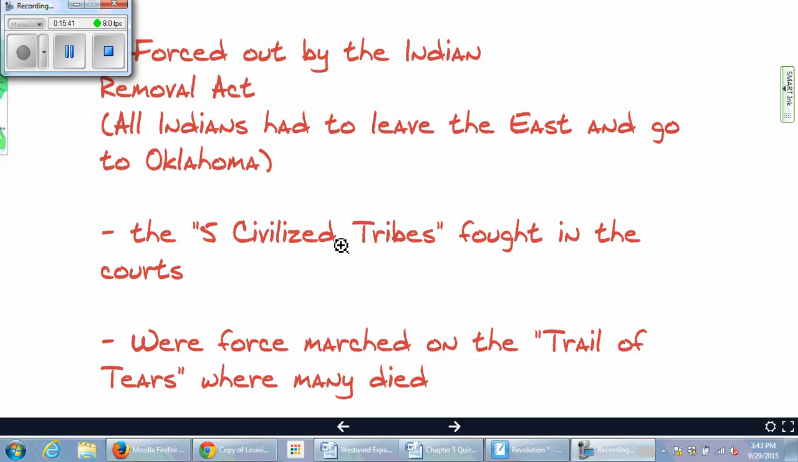He was known as an Indian fighter. That's one of the things he did in the military, and he was not interested in having Native Americans stay in the East. He thought that what was best for them was to move them.